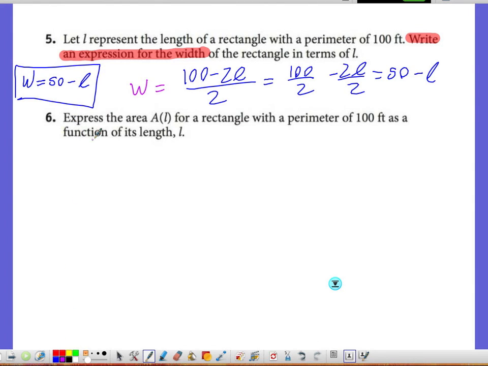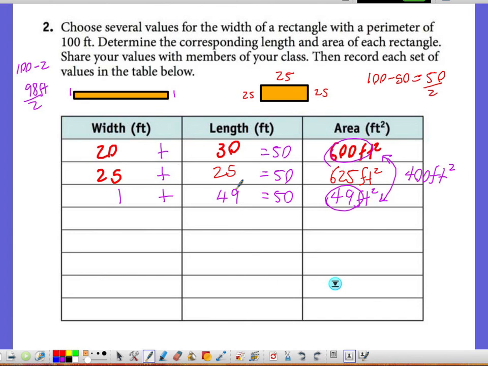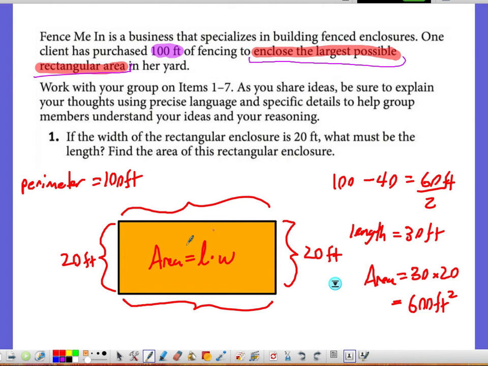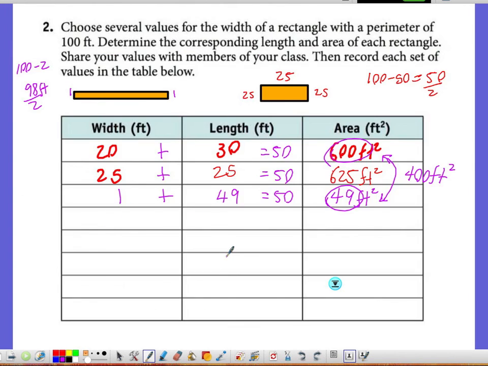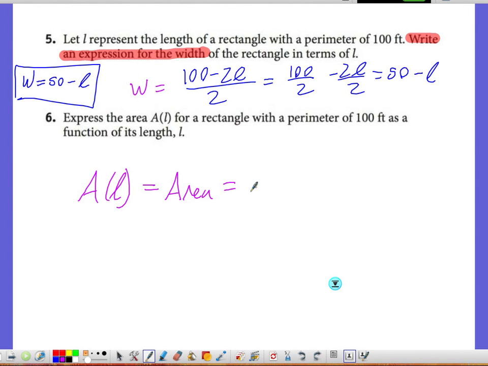Number 6, write and express the area A of L for a rectangle with a perimeter of 100 feet as a function of its length. Okay, so first of all, A of L represents the area. And how did we find the area? Going all the way back, area is equal to length times width. And so let's just go ahead and write that. Length times width.